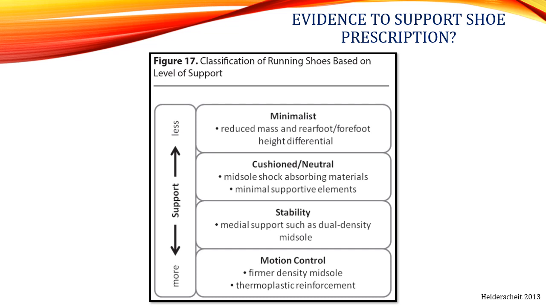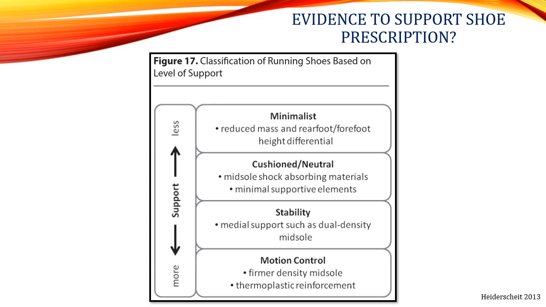The cushion and neutral shoe has the midsole, shock absorbing materials, and minimal supportive elements. Stability shoes have medial support, such as a dual density midsole. And then finally, your motion control shoe has firmer density within the midsole, and then has thermoplastic reinforcement.